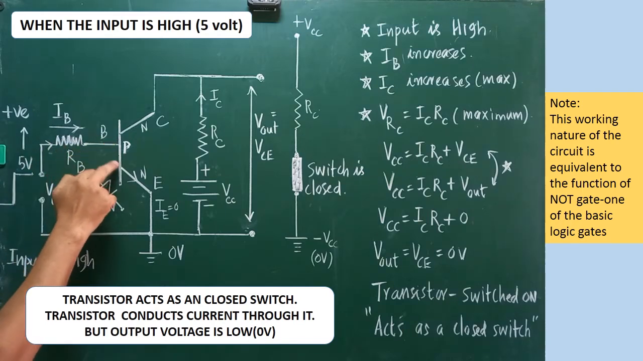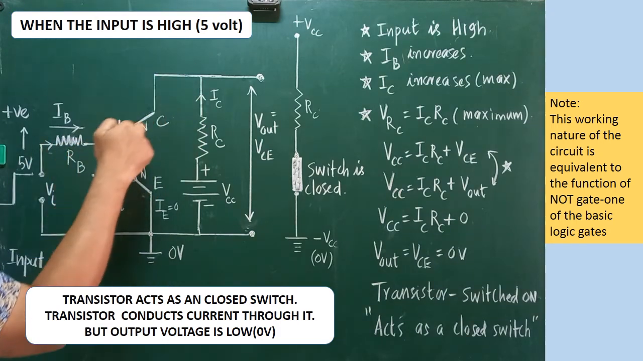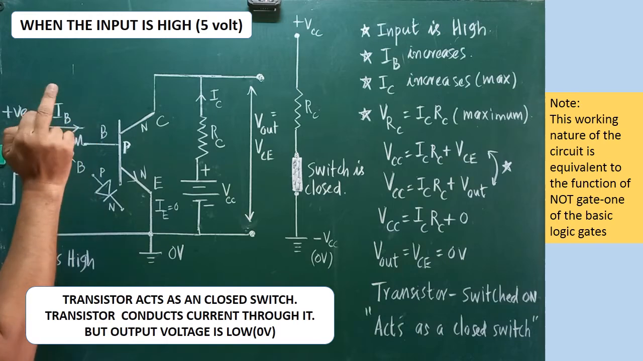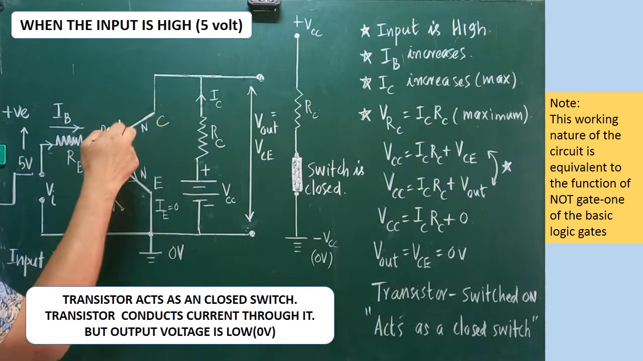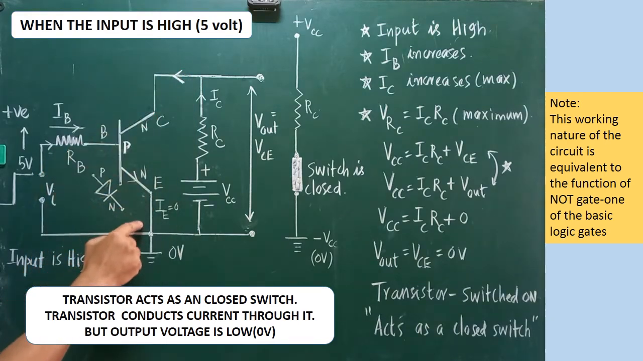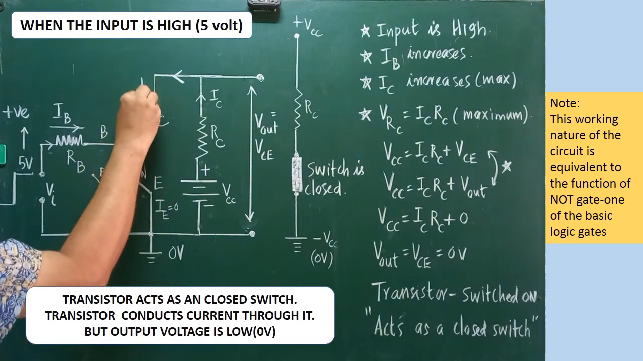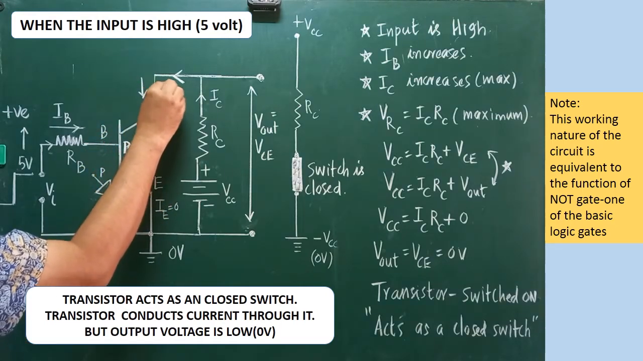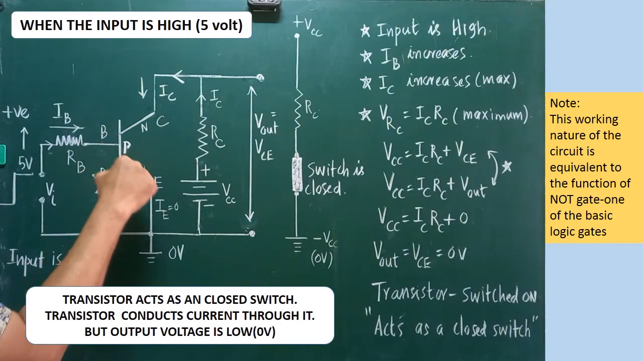That paves the path to the flow of collector current. When base current increases, the collector current also increases. Are you clear? That is a very important one. When base current increases, collector current also increases. So because of the flow of base current alone, collector current starts flowing. So this is the path of the collector current. So through the transistor, collector current also flows.